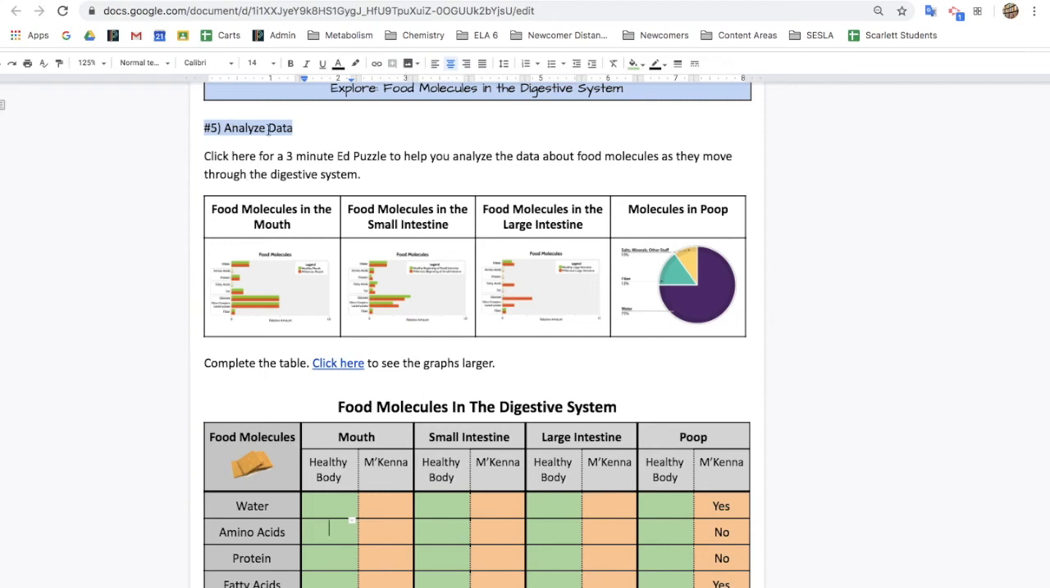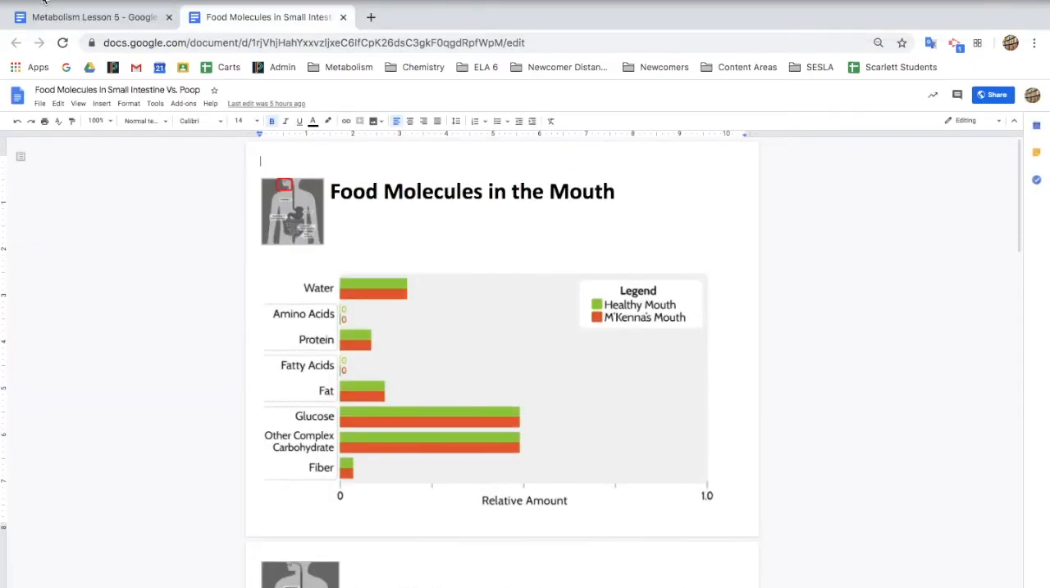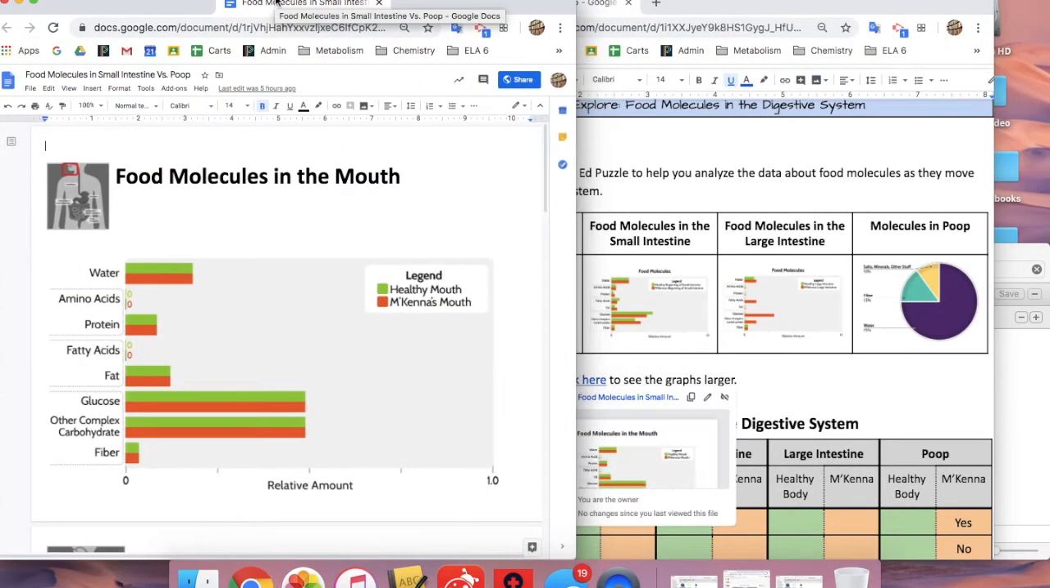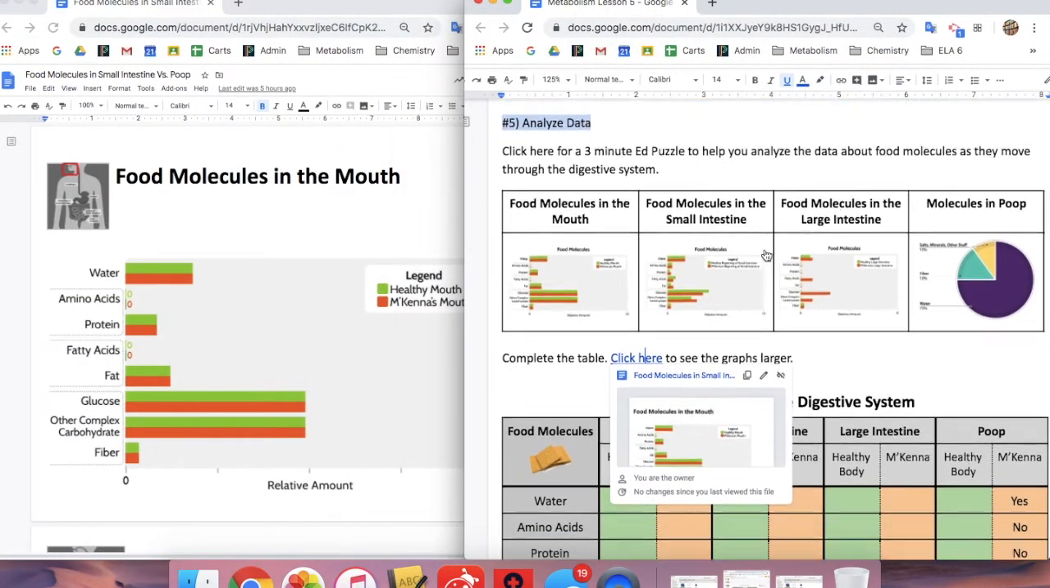Time to analyze some data. When you're analyzing your data, click here and open the graphs. Then click the green button to make your screen smaller. Make two windows so you have your graphs over here and your table over here.